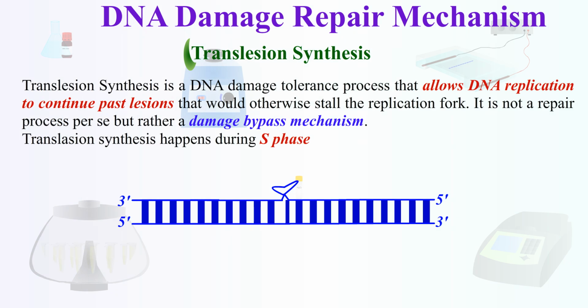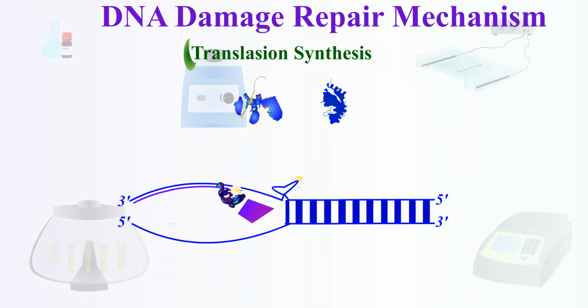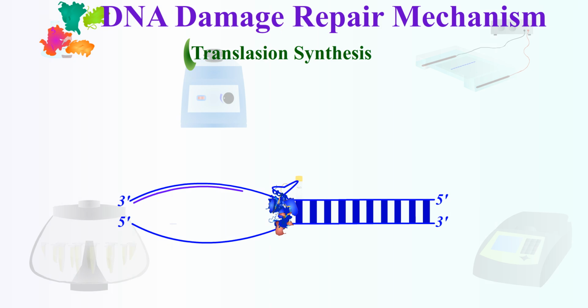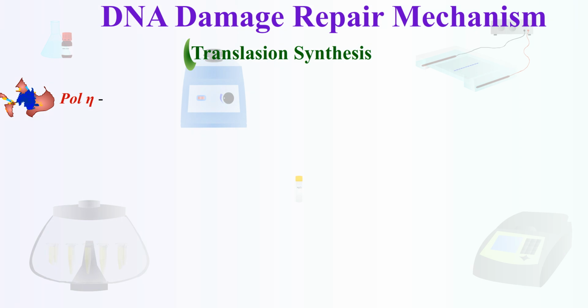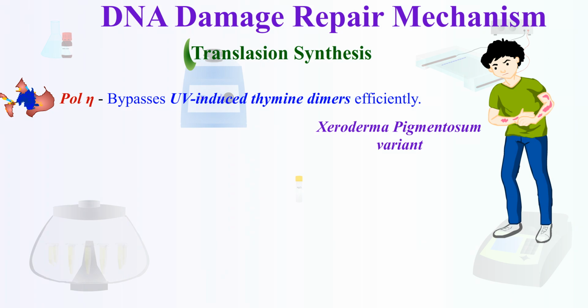Translesion synthesis happens during S phase, when the replication fork encounters DNA damage, and is triggered when replicative DNA polymerases stall at the lesion. Specialized TLS polymerases can accommodate distorted templates and insert nucleotides opposite damaged bases. One, Pol eta bypasses UV-induced thymine dimers efficiently. Defects cause xeroderma pigmentosum variant.